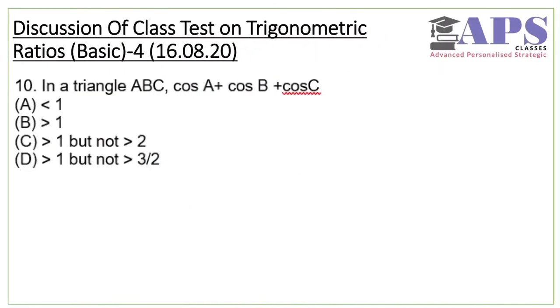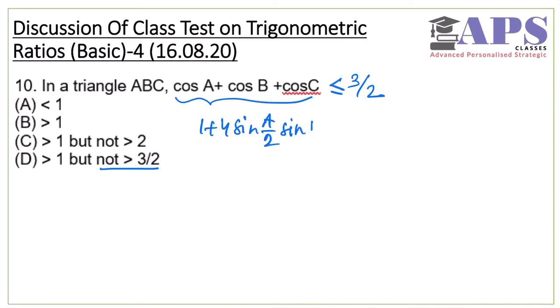Question number 10 is a direct question. If you remember the inequality, we know that in any triangle this is less than or equal to 3 by 2. So therefore not greater than 3 by 2, that is correct. And obviously all the angles A, B, C are between 0 to pi, and I can write cos A plus cos B plus cos C as 1 plus 4 sin A by 2, sin B by 2, sin C by 2. This is the identity I have told in the class. So A by 2, B by 2, C by 2 will be positive. Therefore this is always greater than 1. So this is also correct. Option D is correct.